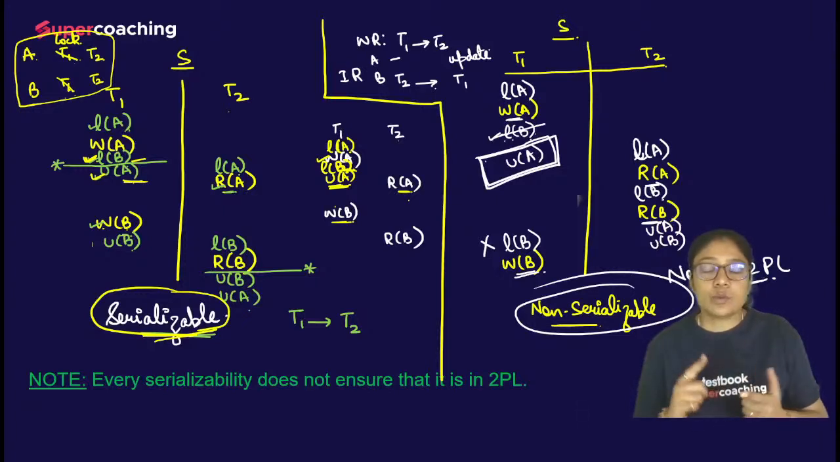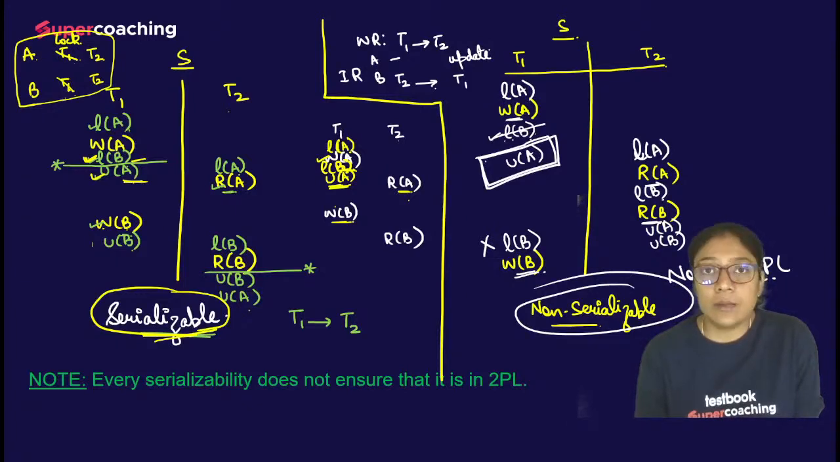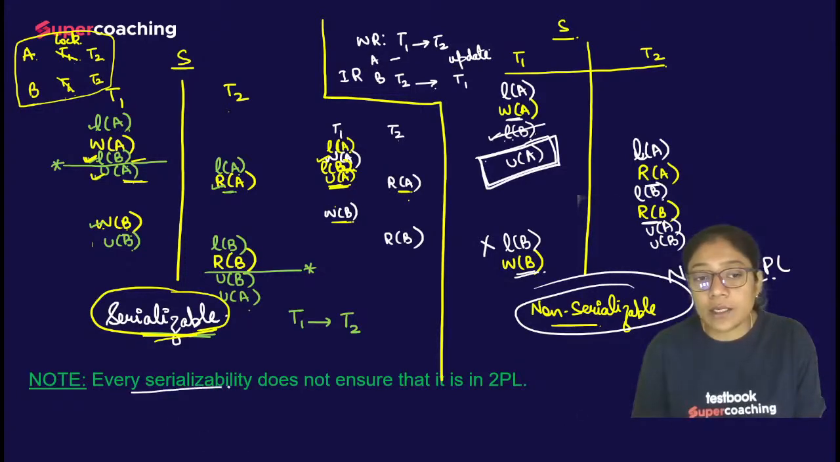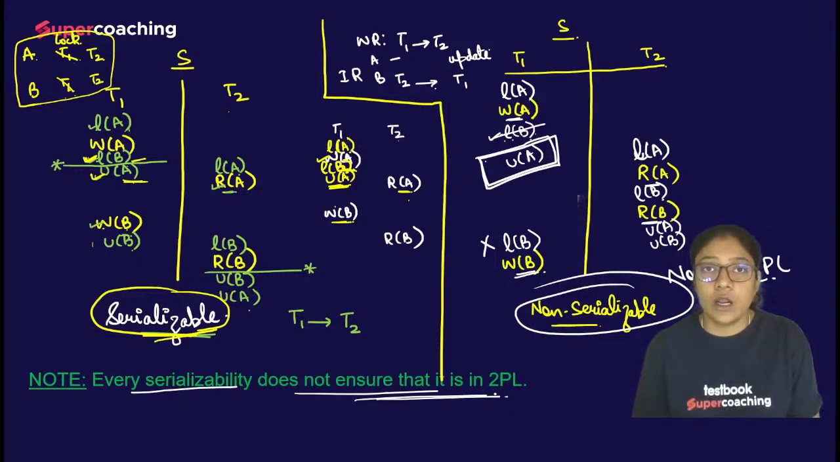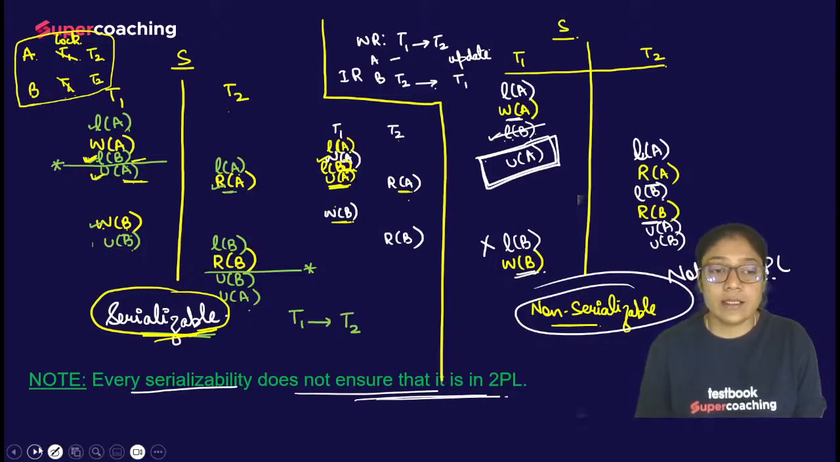So here comes one result. If a schedule executes in 2PL, surely it is serializable. But if a schedule is serializable, it will always execute in 2PL. That is not true. So serializability does not ensure that it is in 2PL. If it is 2PL then it is serializable, but serializable and in 2PL, that is not true for every case. Make sense?